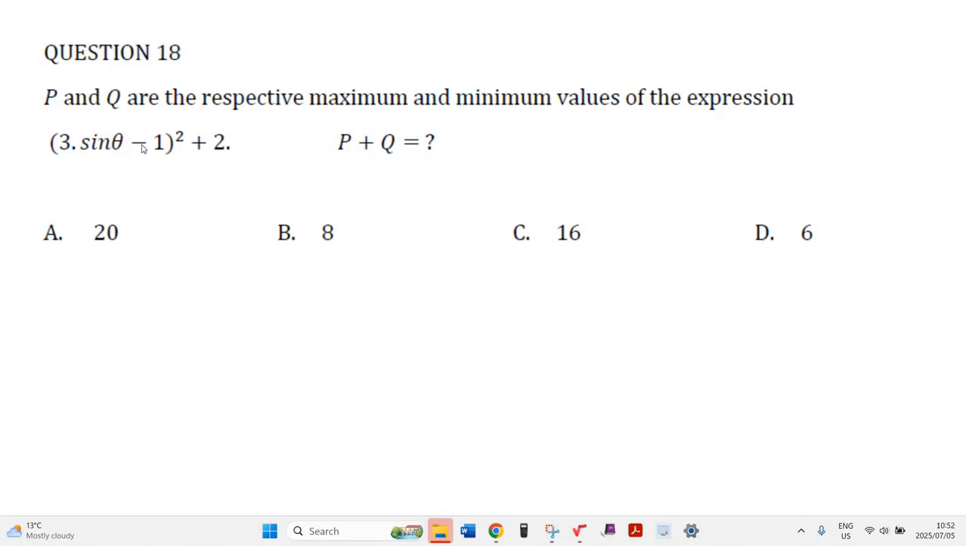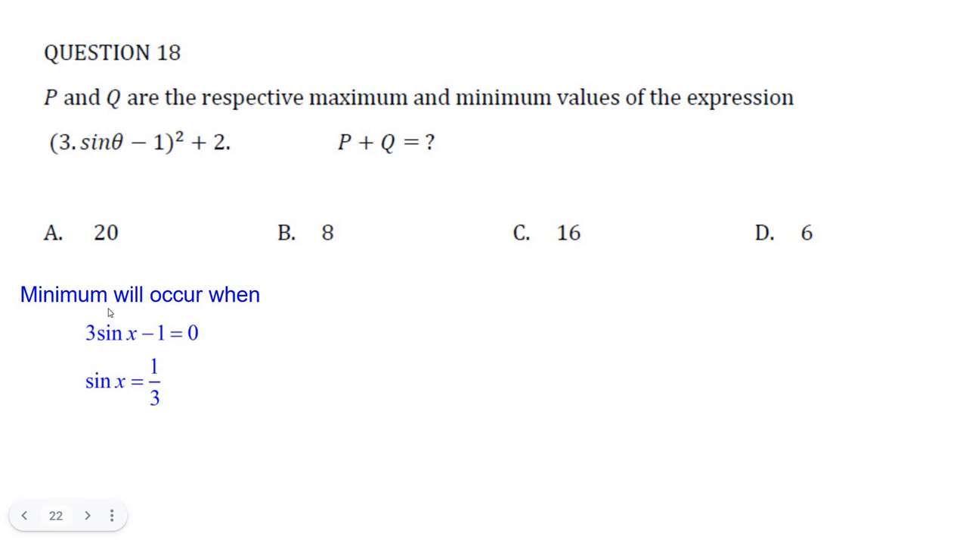Well, the minimum, anything you put in here, because it gets squared, is going to be positive. So the smallest thing we can get is whatever makes it 0. Well, that's the first part. So a minimum will occur when 3 times the sine of x minus 1 equals 0, or in other words, when sine x is equal to a third. Well, that's an angle. So the minimum is going to be 2. Well, we've got one thing figured out. That's what Q is. Q is 2.